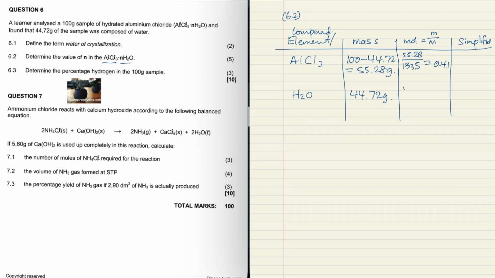The H2O is easier. It's 44.72 divided by 18. And that gives us 2.48. Now what we want to do here is divide everything by the smallest number. And the smallest number here is 0.41. So 0.41 divided by 0.41 is 1. Then 2.48 divided by 0.41 is 6. So the answer here is AlCl3.6H2O.